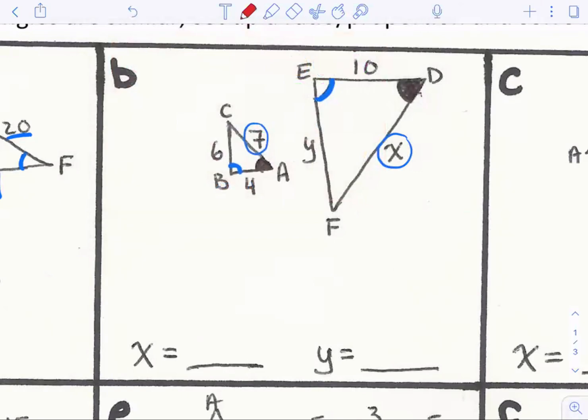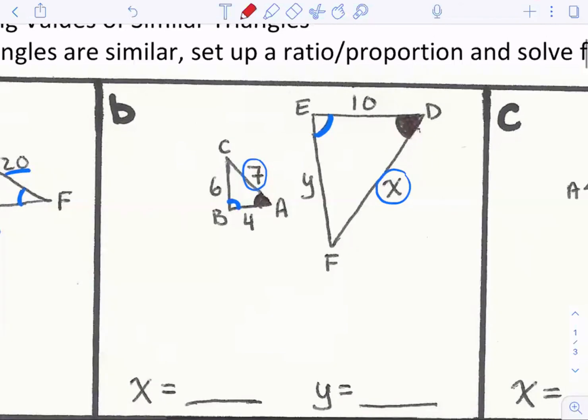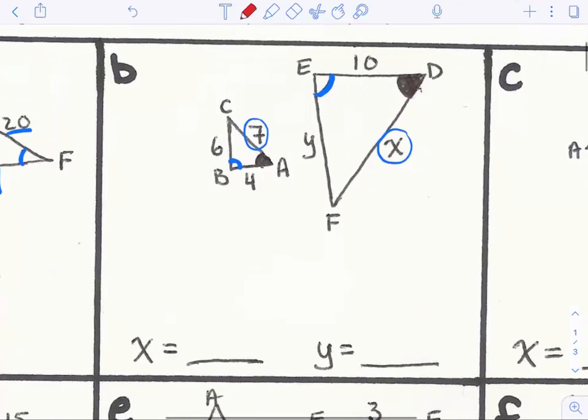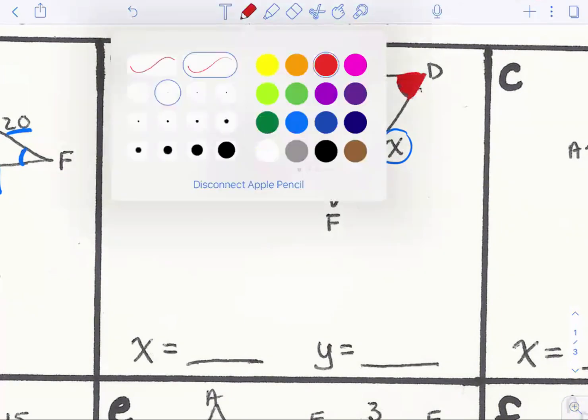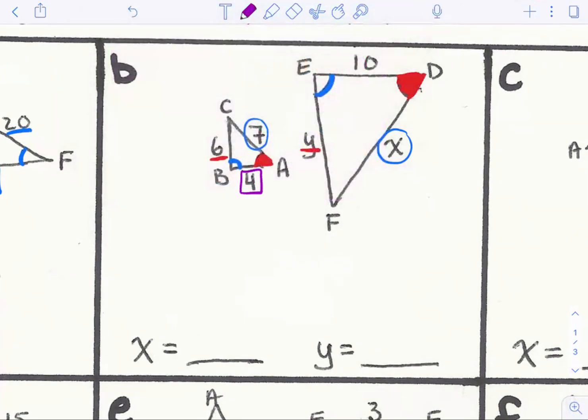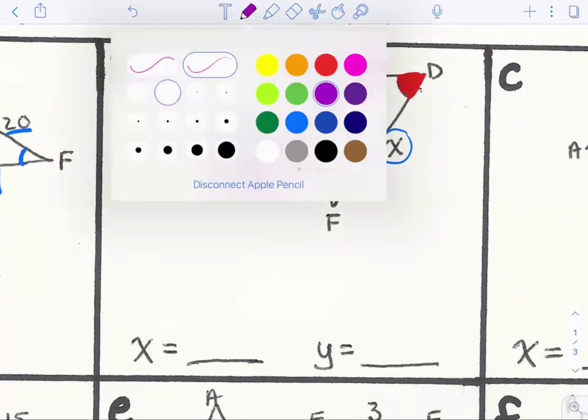Some people like to redraw the triangles and make it match. So like some people like to draw them on the side. So you might want to get some scrap paper. Now here's the dark angle and here's this dark angle here. So that means the 6 corresponds with the y because they're both across from that angle. And then last but not least, that would leave the 4 to correspond with the 10. If you're able to do it that way, great. If you need to redraw it, then please redraw it.